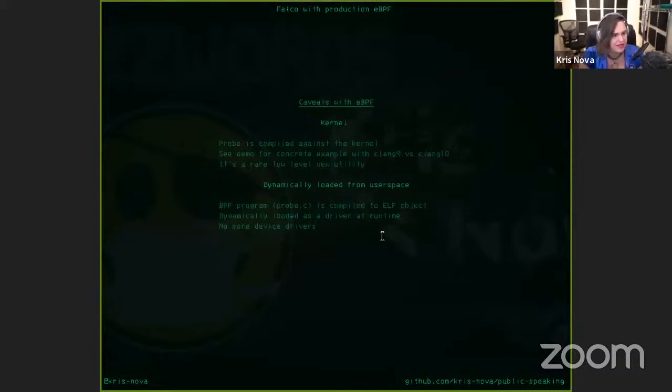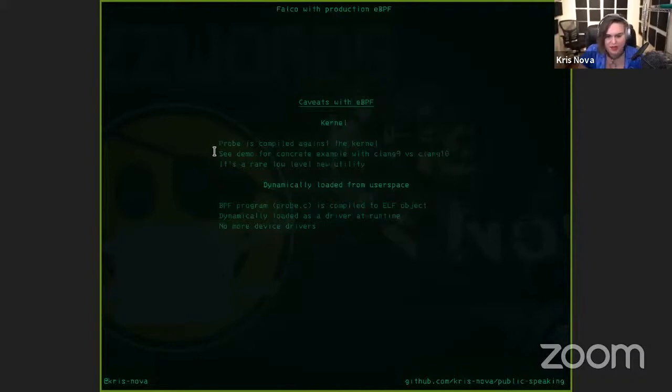So there were a few caveats with eBPF, primarily the kernel. Which kernel you're running on has a lot to do with eBPF, and even whether you can run it at all. So the probe is compiled against the kernel, and here in a moment, if I have time, I'm going to actually compile an eBPF probe and we're going to run Falco with it so you can see exactly what that looks like. And I'm going to do a quick compare and contrast with Clang 9 versus Clang 10 with LLVM 9 and 10 and show how we're able to hit a runtime problem with BPF. I found this last night, which I guess is a really good opportunity for us to share.